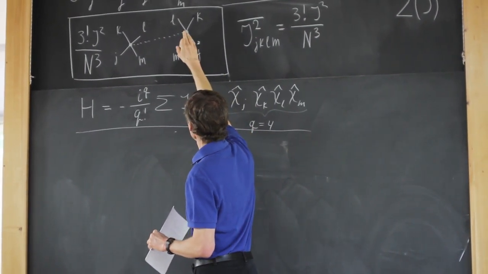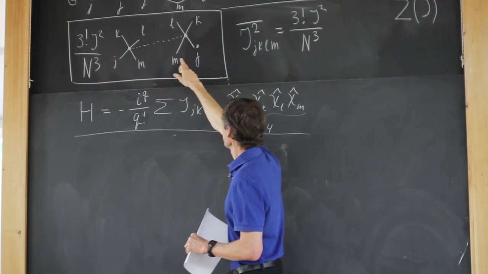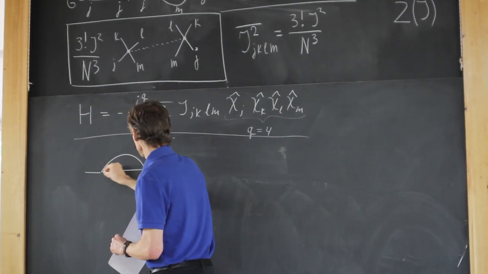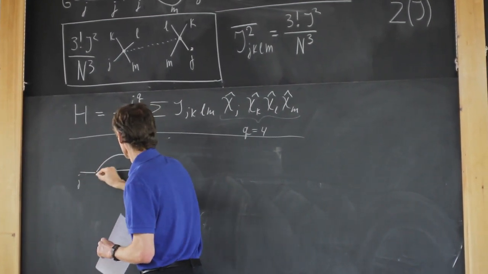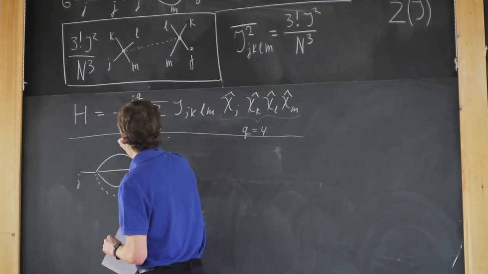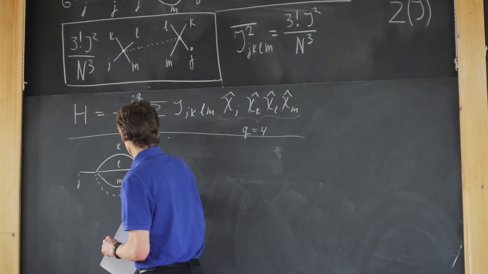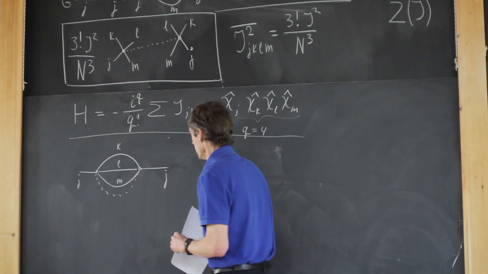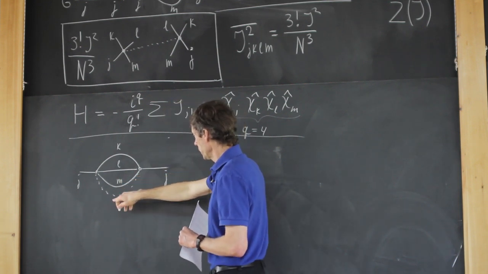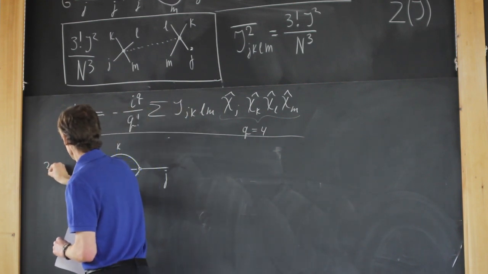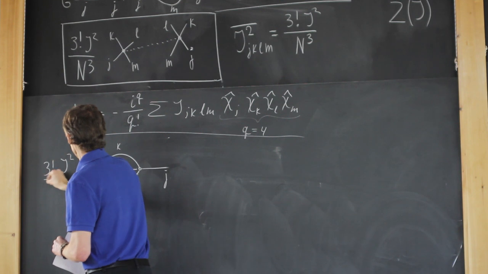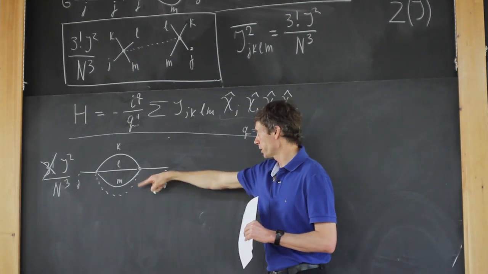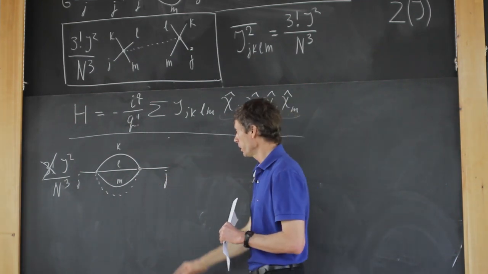So when we compute the diagram on the top, we should decorate it with the dotted line. So the diagram will actually look like this. And there is a factor in front, 3 factorial J squared over n cubed. But this 3 factorial cancels with the symmetry factor, because this diagram has symmetries. So it's just this.